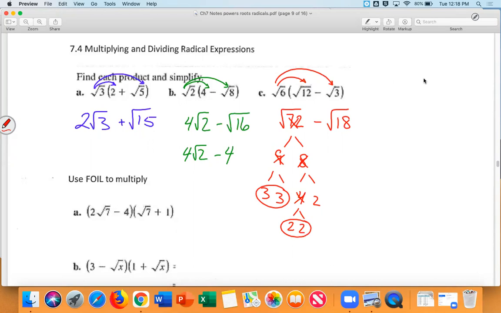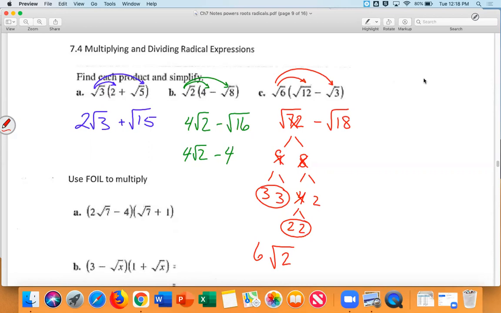So this root 72, okay, I was able to pull a pair of 3s out and a pair of 2. So 3 and 2, I'm thinking 6. And I have the 2 left over. That's going to stay inside. So it's 6 root 2. You okay with that? Mike, you okay with this? Do you need a pen? There you go. Now root 18.